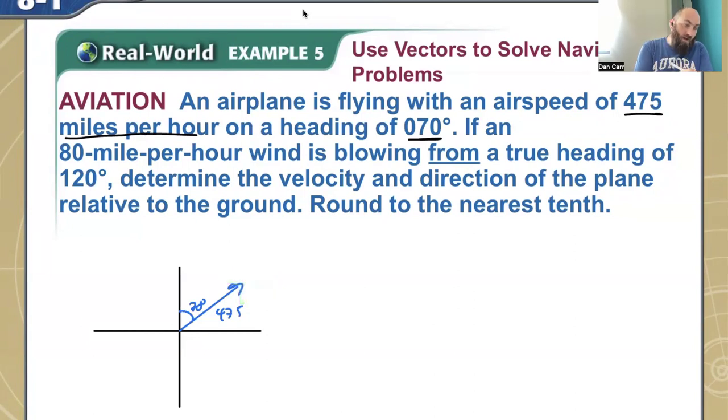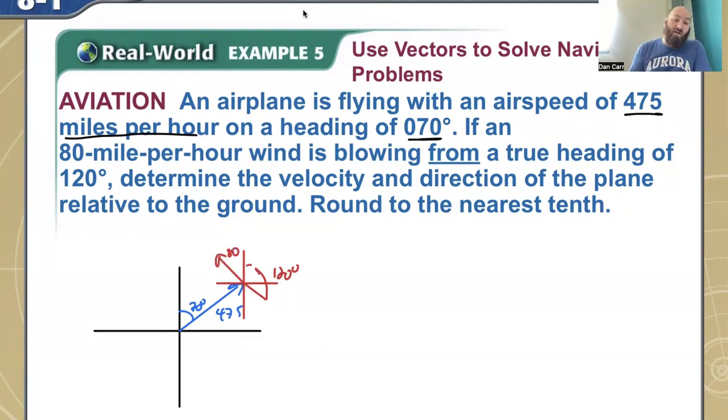So let me model that. I'm going to do that in red. So from this point here, we have a wind that's coming from basically over here. So this is my 120 degrees heading. Now, because it's coming from that direction, the path of the wind is actually blowing this way. So if this is my 120 degrees, I'm going to make it into this kind of idea here. That looks like it's close enough. That's going to be my 80 miles per hour going that way.